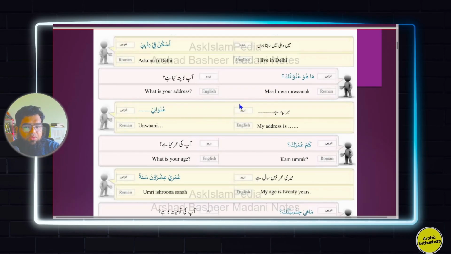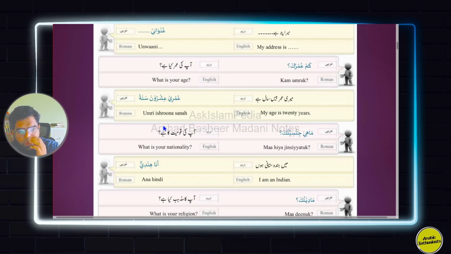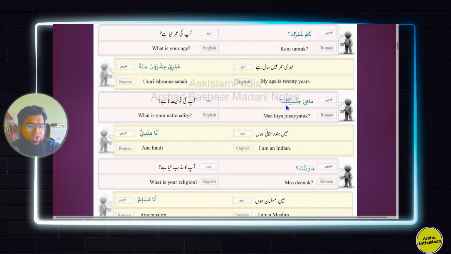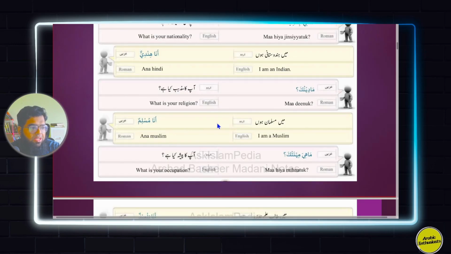Unwani. Kam umruk? What's your age? Umri 20 sana. My age is 20 years. Ma hiya jinsiyatuk? What's your nationality? Jinsiya means national. Ka means yours. Jinsiyatuka. Ana Hindi. I'm Indian. Ma dinuk? What's your religion? Ana Muslim. I'm a Muslim.